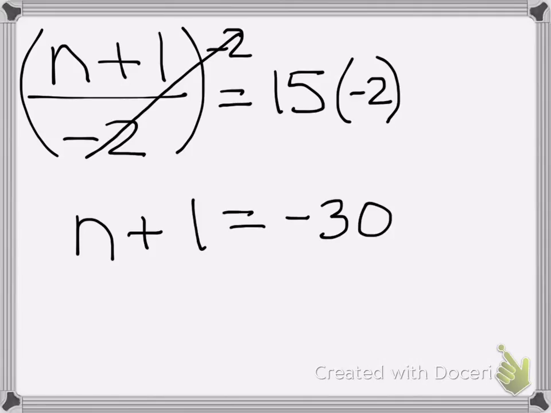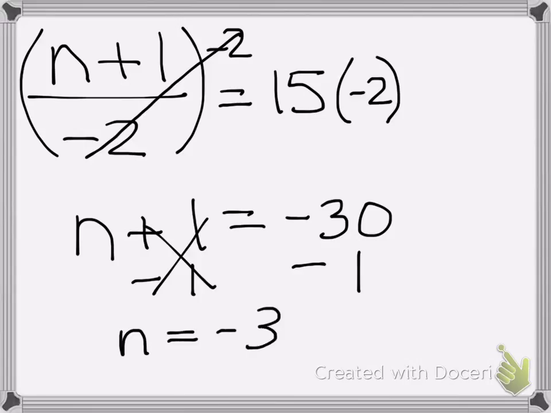Then I'm going to go back to the side with the variable, and I need to cancel out the 1. The 1 is plus 1, so I'm going to subtract 1. And then I would have n equals negative 30 minus 1, which gives me negative 31.